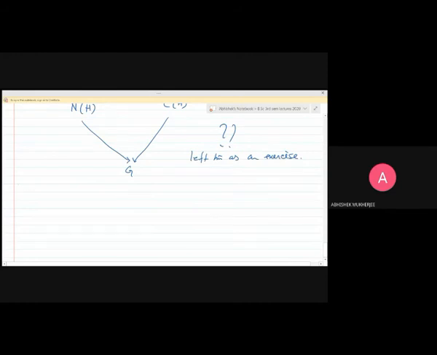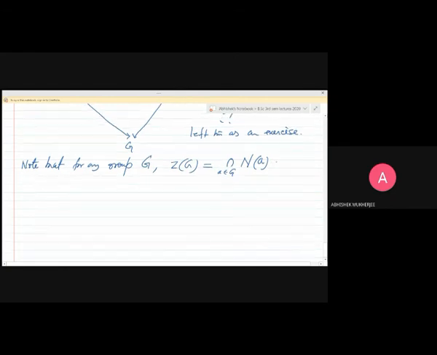Now I would like to give you one or two problems. Note that for any group G, Z(G) will be the intersection of all normalizers of the element a, a belongs to G. So Z(G) is the intersection of all normalizers of a, a belongs to G. If you can prove that, then it is good. So this can be left as an exercise.